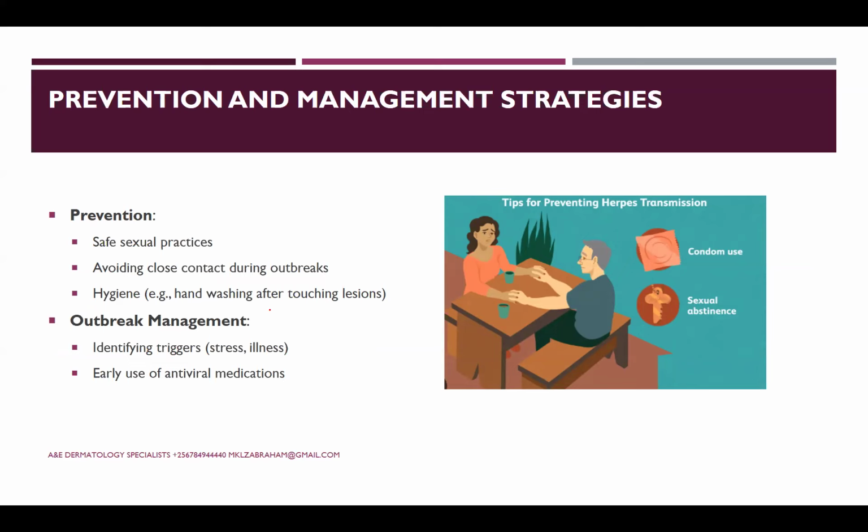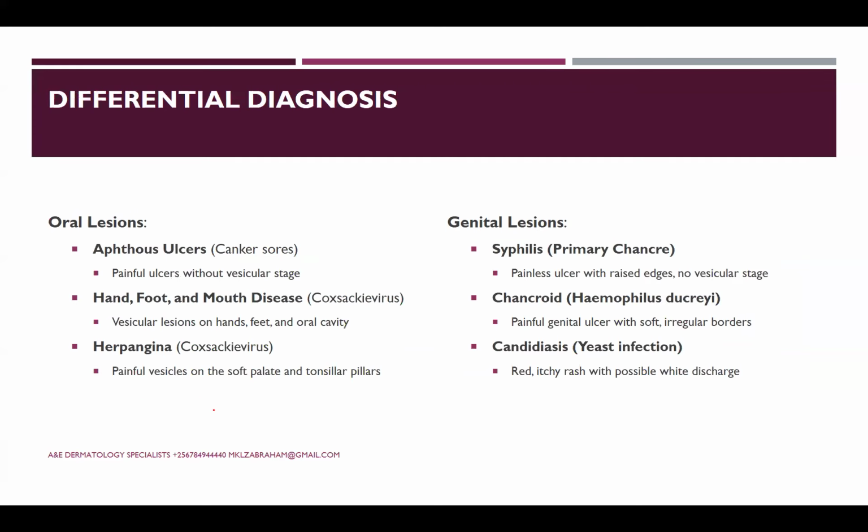Then, when you go to the management strategies, one, you tell the patient to practice safe sexual practices to prevent spread, that is use of condoms, abstinence for those that need to abstain, and also making sure that you are not on the sexual network. Then you avoid close contact if someone is having an active outbreak because they're infectious. You have to avoid contact, and practice proper hand hygiene, especially in hospital settings. And you have to identify the triggers and avoid them. If it's stress or illness, you address the underlying condition to prevent outbreaks, and then use antiviral medication.